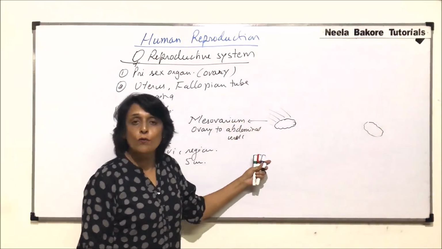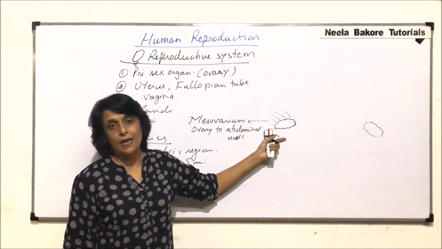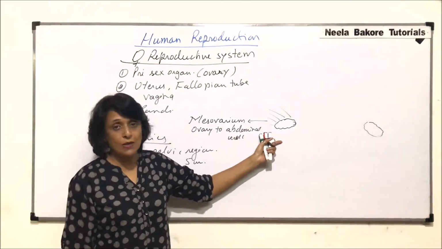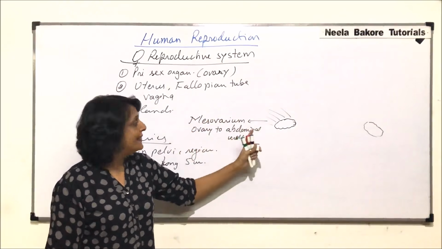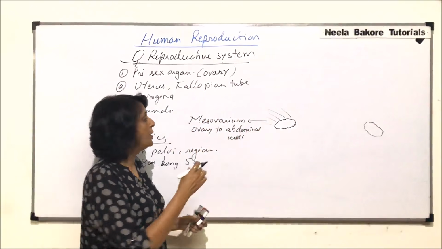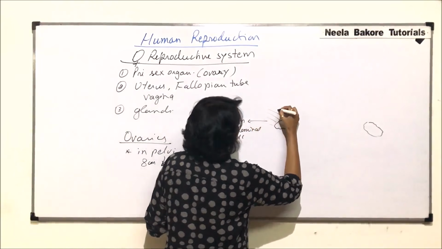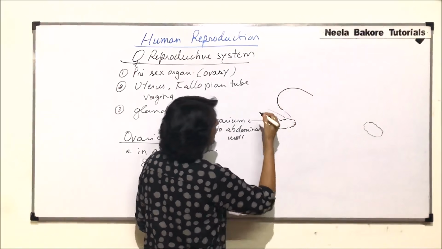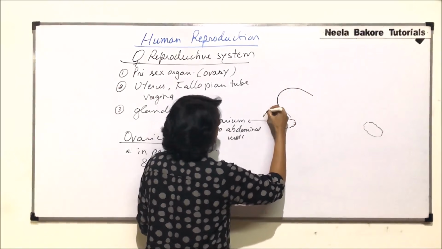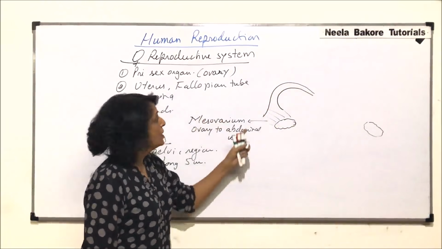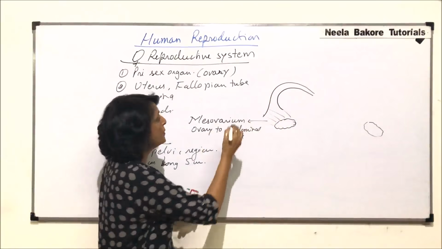Now from the ovaries, the egg is released. Actually we say the egg is released, but it is not the egg, it is the secondary oocyte which is released. And this is collected by the fallopian tube. There is a tube-like structure which is going to collect this egg from here and conduct it to the uterus. So this part is the fallopian tube.